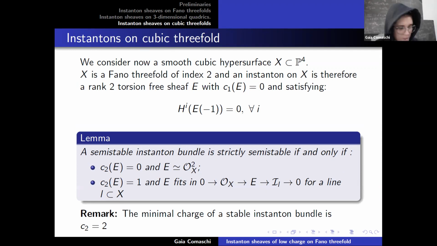We can now pass to the case of cubic threefolds. So we now consider a smooth cubic hypersurface in P4. This time, a cubic hypersurface X is a Fano threefold having index 2. Hence, an instanton on X is a rank 2 torsion-free sheaf that will have first Chern class equal to 0. And once again, the instanton condition is nothing but requiring the vanishing of all the cohomology of E twisted by -1.